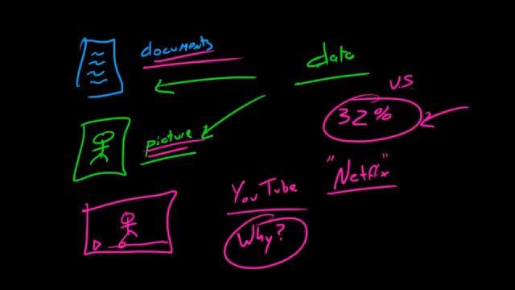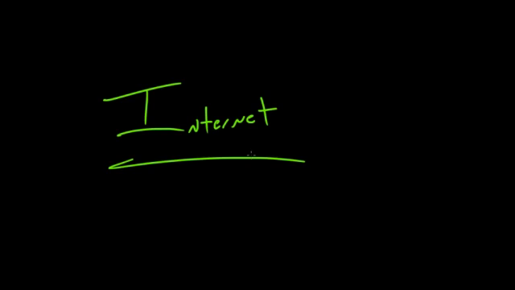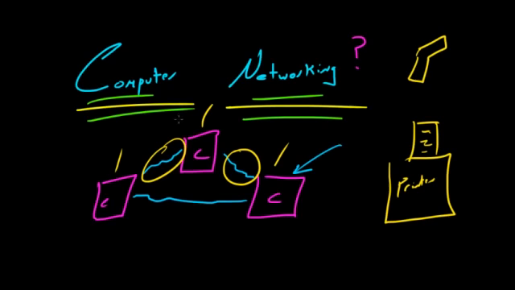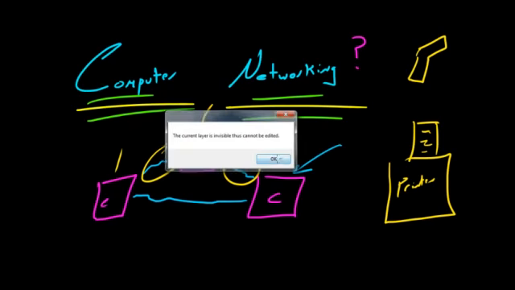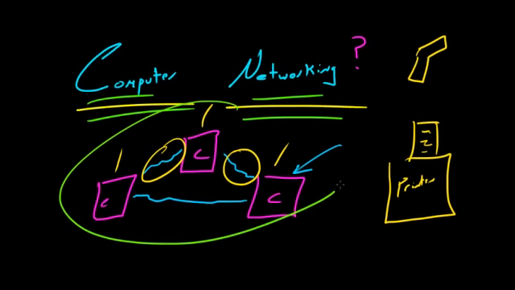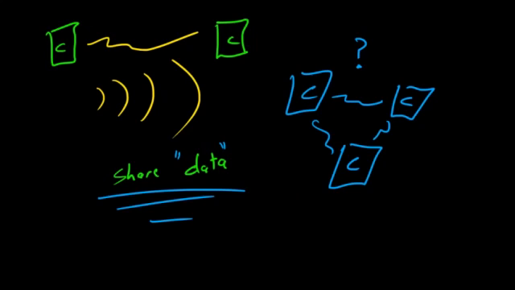And of course, the biggest computer network of all is the internet. So that is basically your very first introductory video. Let's see what we covered. First of all, what is a computer network? It's basically a bunch of computers connected to each other.